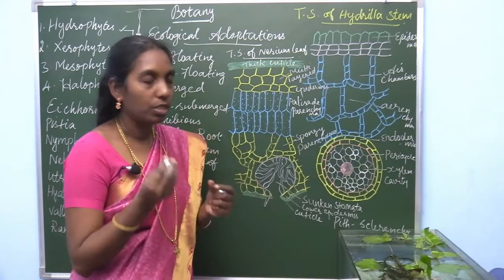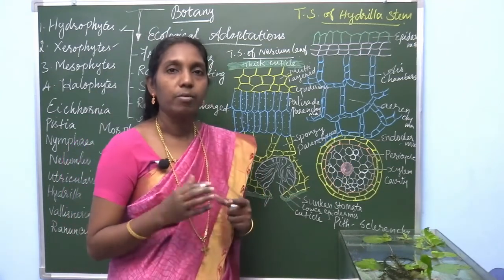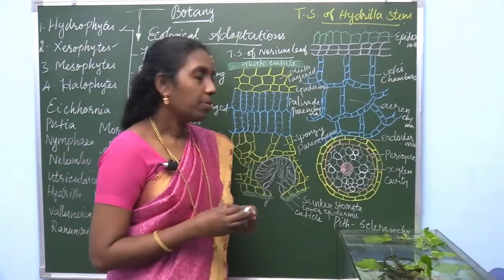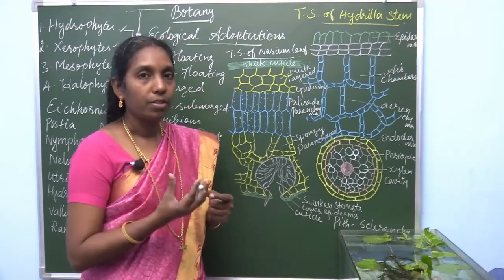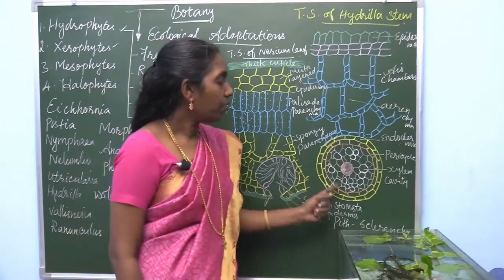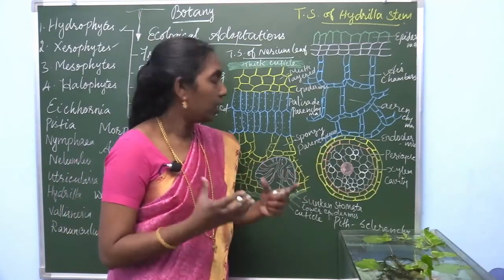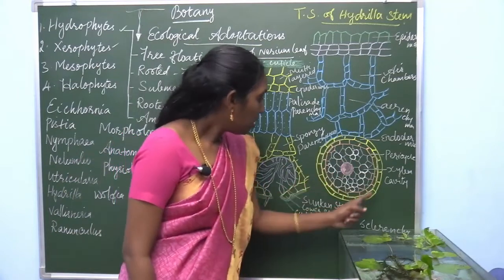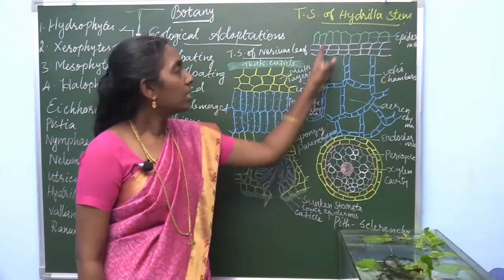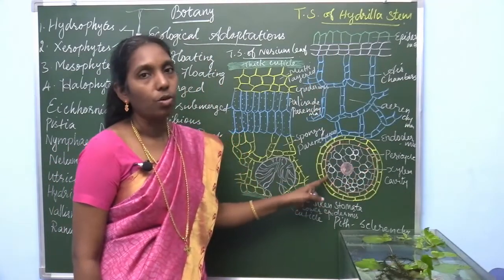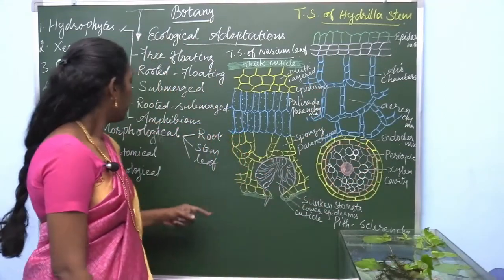Their xylem and phloem are poorly developed. In the emerging forms, it is well developed. In the beginning of the stage, it's well developed, but later it's poorly developed. Then the pith is made up of sclerenchyma. These are the anatomical adaptations of hydrophytes.